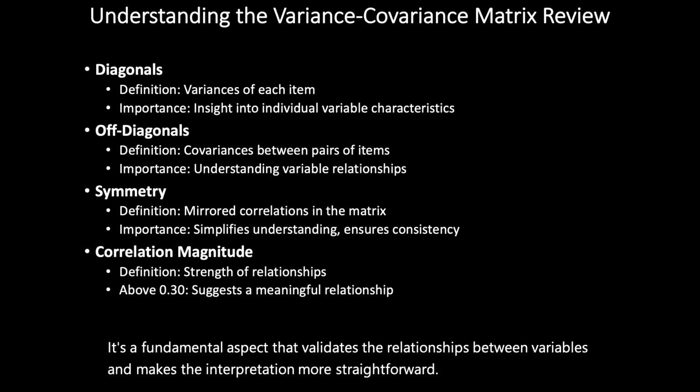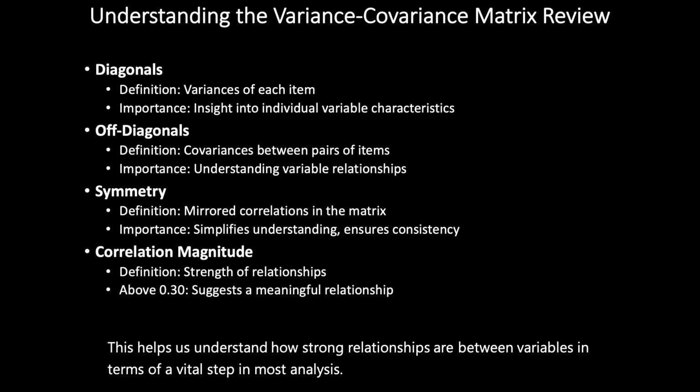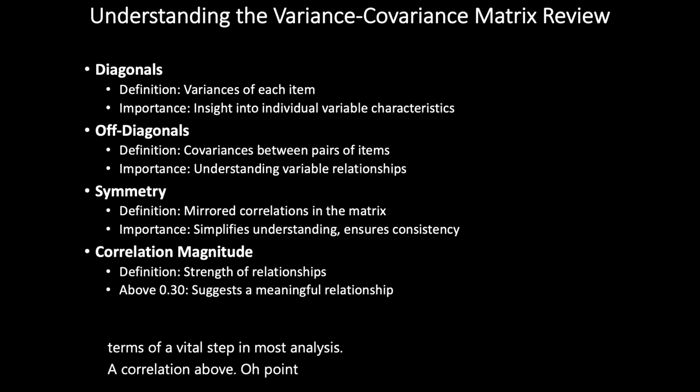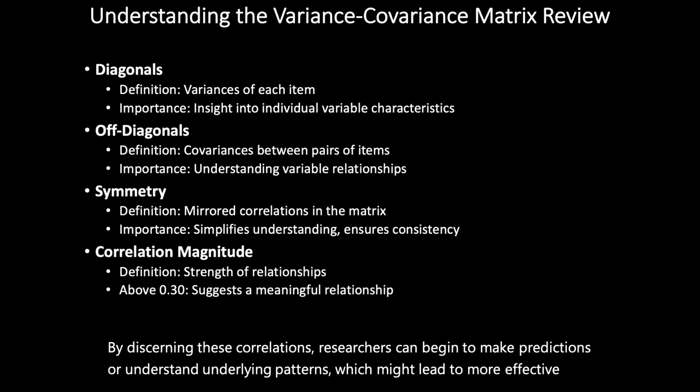For correlation magnitude, this helps us understand how strong relationships are between variables in most analyses. A correlation above 0.30 suggests a medium or meaningful relationship between variables. By discerning these correlations, researchers can begin to make predictions or understand underlying patterns, which might lead to more effective interventions or treatments in a clinical setting.